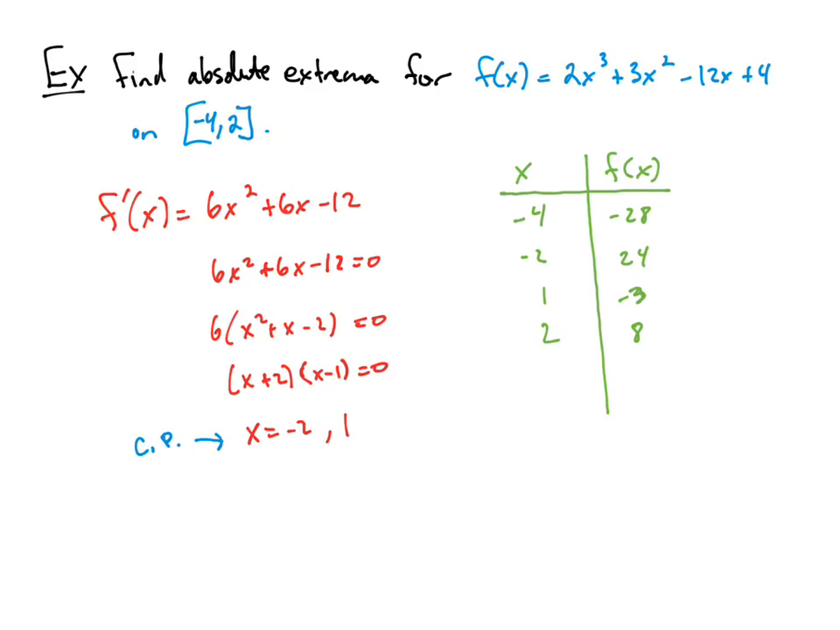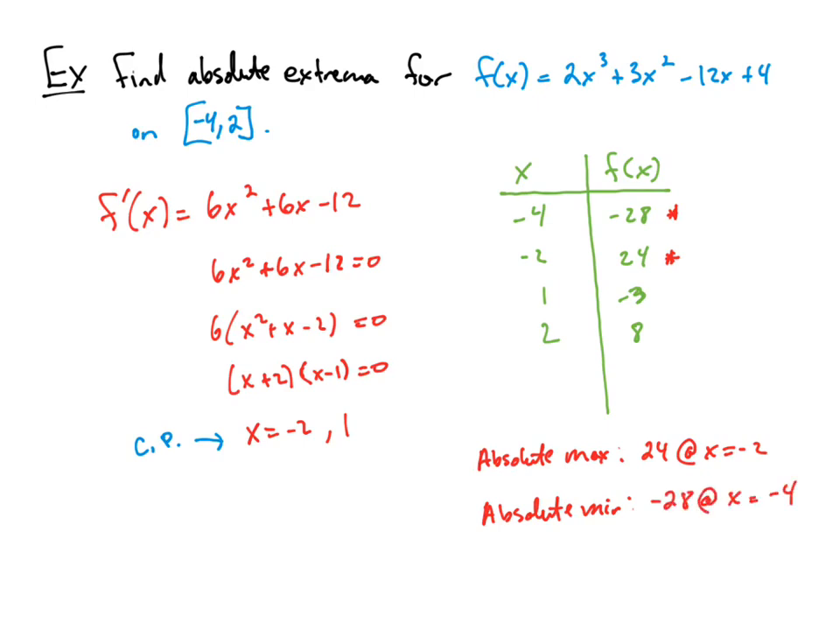Okay, so what is the greatest value of the function? What is the smallest value of the function over this interval? So the greatest value is going to be positive 24. The smallest value is going to be negative 28. So what we'd say is the absolute max is 24, and that's when x is equal to negative 2. And then the absolute min is negative 28, and that occurs when x is equal to negative 4.